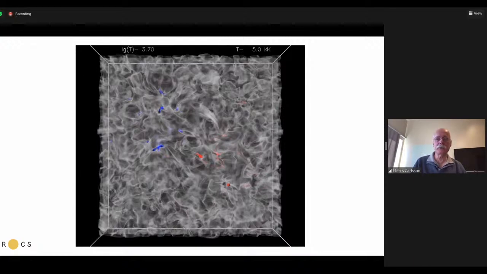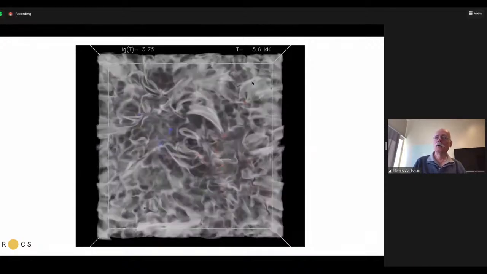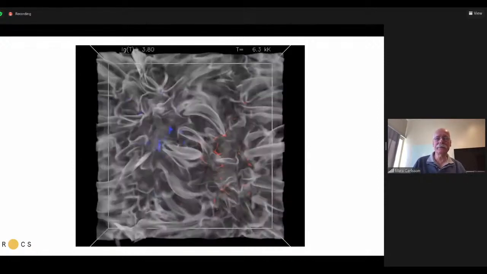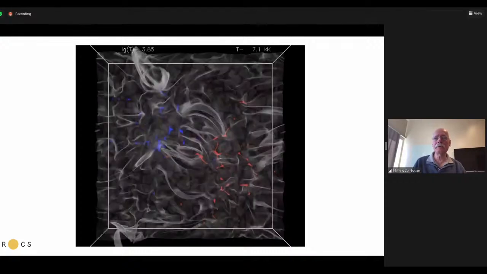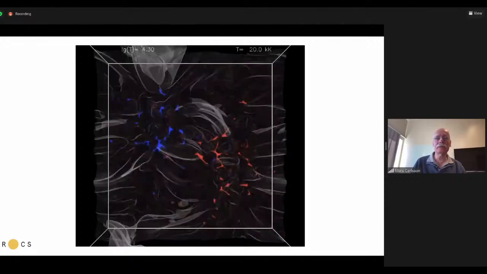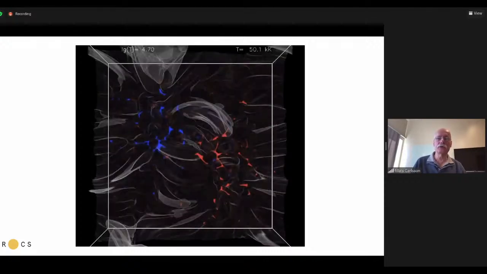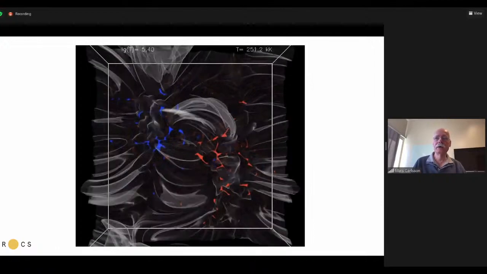And we can see that when we go up to about 5,600 Kelvin, we see small loops, short loops. So the higher temperature plasma is aligned with the magnetic field, or we can suspect that at least. And then we can check it with the simulation, and that is true. And when we go up in temperature now, 7,000, 8,000 Kelvin, that is more and more true, 20,000, 50,000, 100,000.